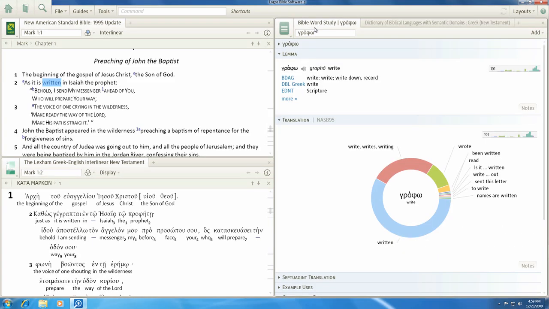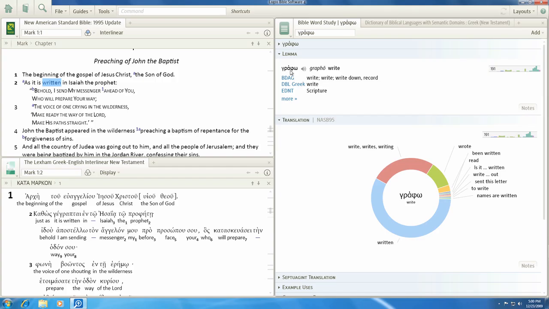I'm just going to walk you through a few of the sections here in Bible Word Study Guide and how it combines several of those other steps that I just showed you. Here you can see the lemma form of the word, grapho, and here's a section called lemma, which includes the lemma form along with links to dictionary articles.